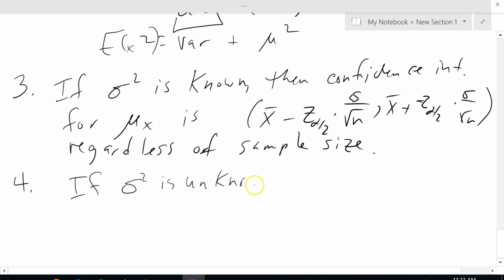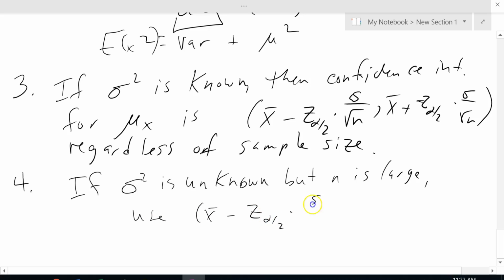If the variance is unknown, but n is large, we do the same thing. We just replace the sigma with s. That's an s, even though it looks like a sigma. I'll rewrite it.